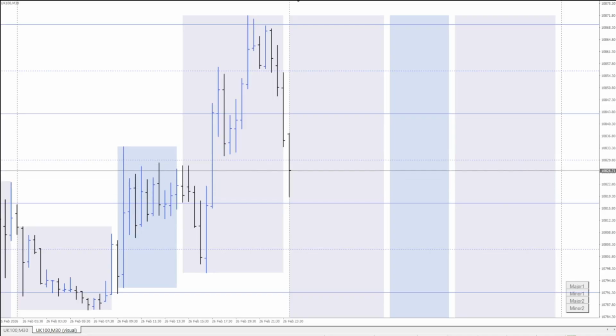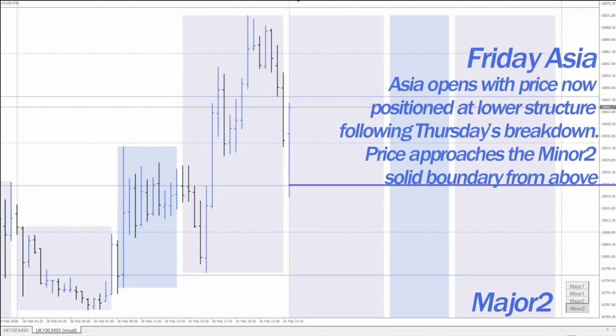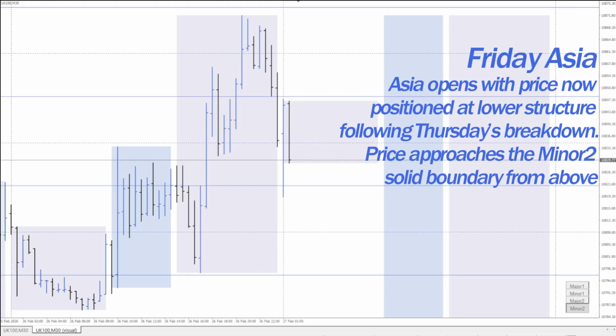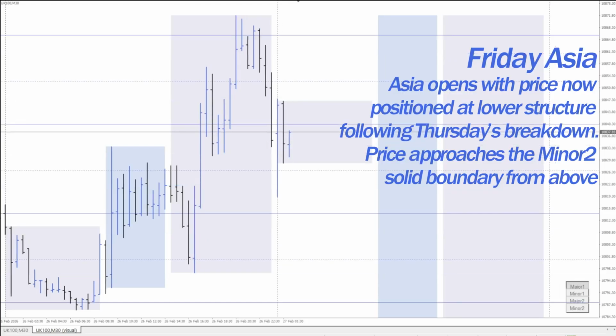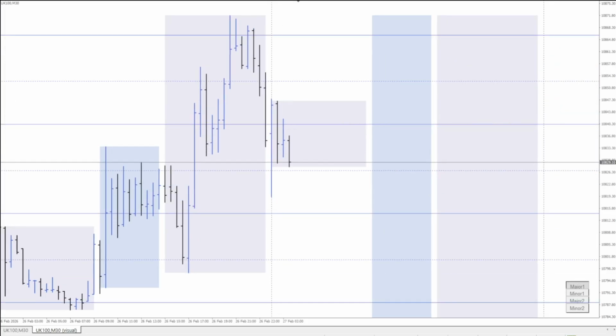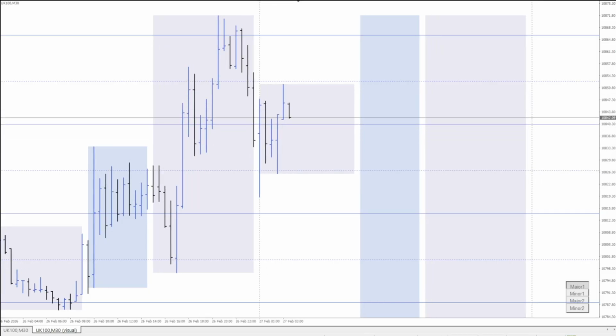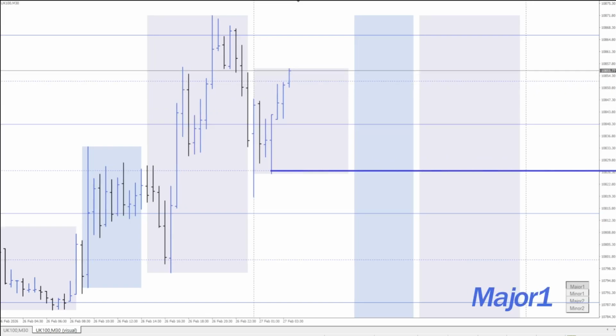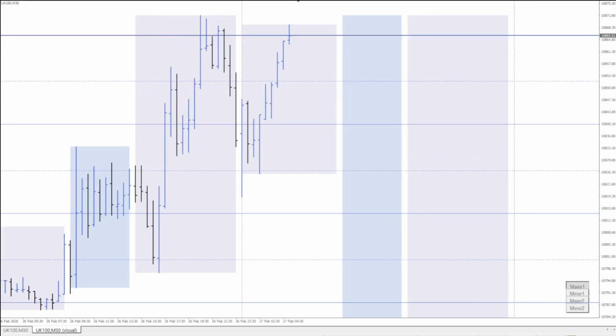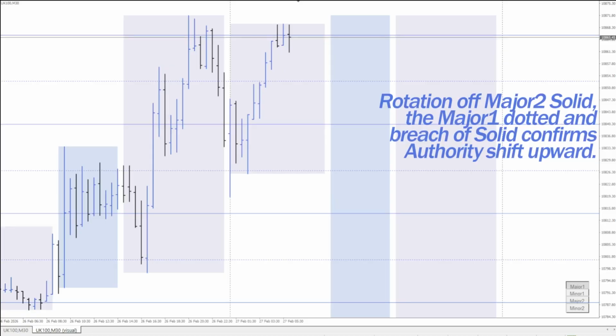Asia opens boxed between solid above and dotted below. Price pushes toward the -2 solid boundary. Solid holds from below, quickly pushes upward. That immediately introduces counter rotation potential. A close beyond the major 1 solid indicates a shift in transfer. Rotation off the dotted confirms continuation downward.